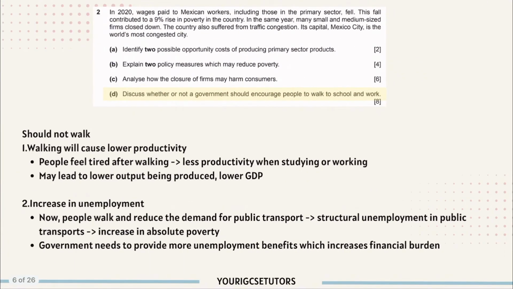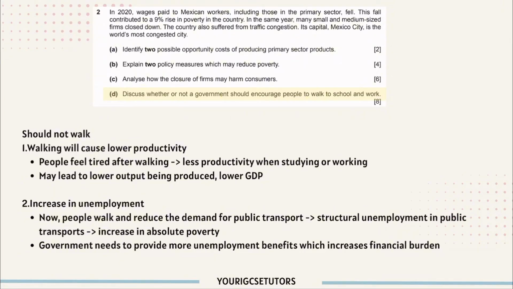And these are the arguments for why government should not encourage people to walk. So walking will cause lower productivity as people feel tired after walking. So they will have a decrease in productivity when studying or working. So this may lead to lower output being produced, which results in lower GDP.